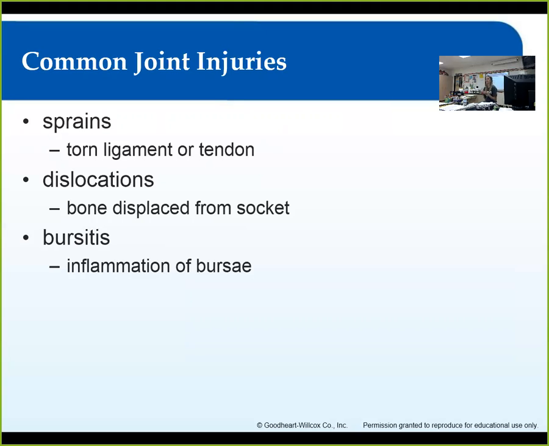Where would your lateral ligaments be? On the side. On the sides, right? So your outer ankle. That's usually the fibula, where you see it.